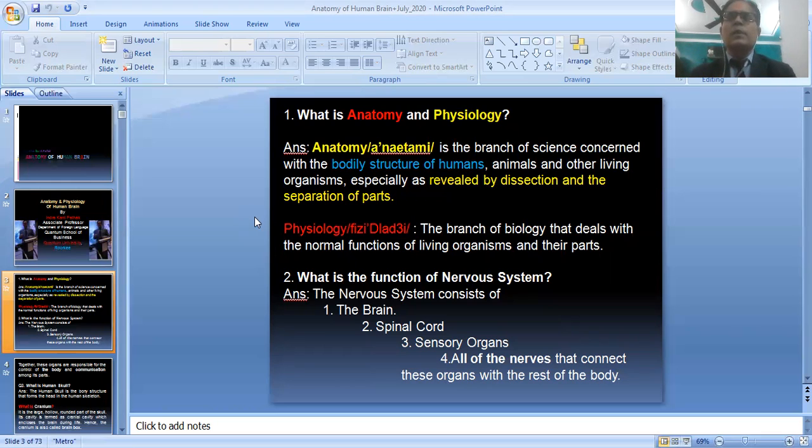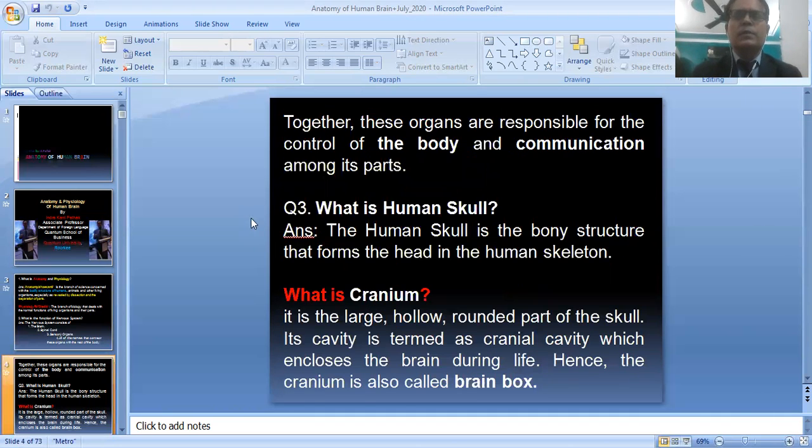So I'm telling you about the nervous system. The nervous system consists of the brain, the spinal cord, sensory organs, and all of the nerves that connect these organs with the rest of the body. Especially the brain and spinal cord, I will discuss today. Together, these organs are responsible for the control of the body and communication among its parts. There is coordination between the brain and the spinal cord, and they control the whole body.